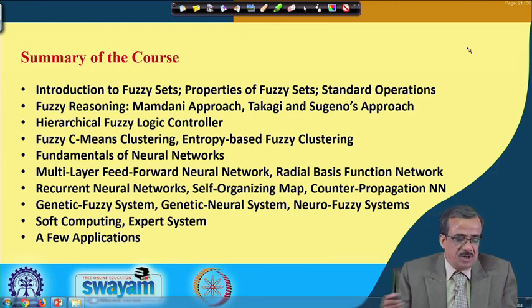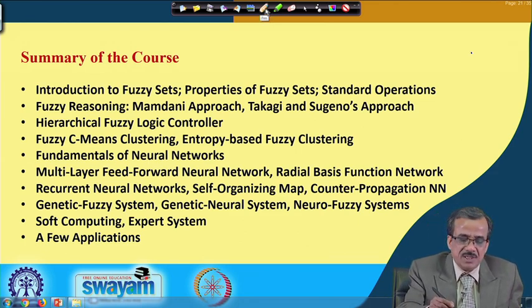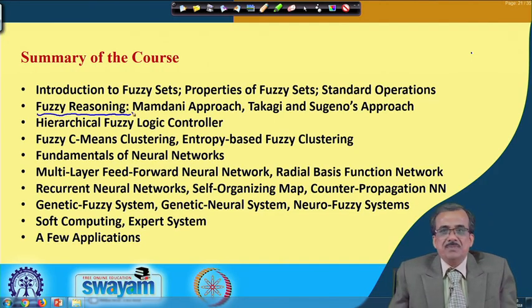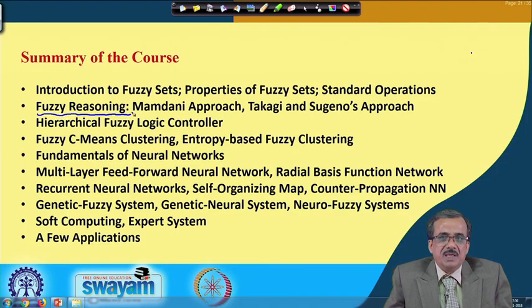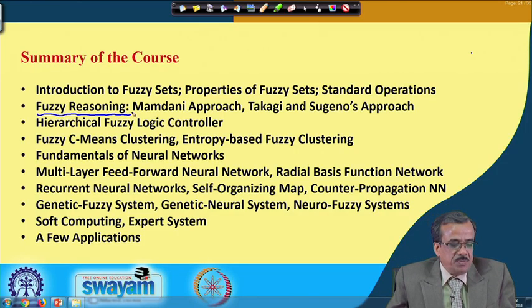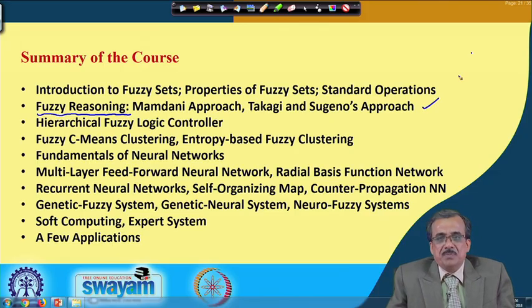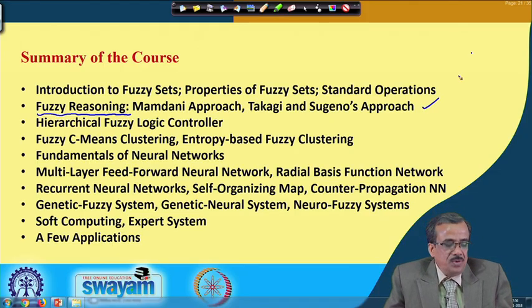Then we concentrated on the different applications of fuzzy sets. Fuzzy sets have been used to solve a variety of problems, and out of all the applications, the most popular one is the fuzzy reasoning tool, and the purpose of the fuzzy reasoning tool is to establish the input-output relationship. Now, if you see the literature, we have two types of fuzzy reasoning tool.